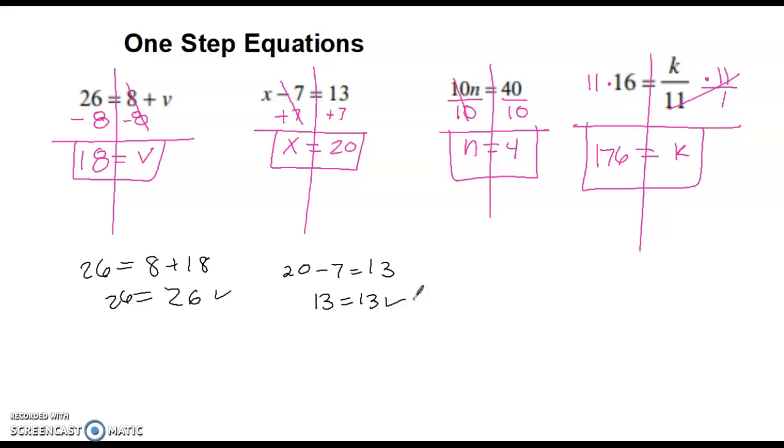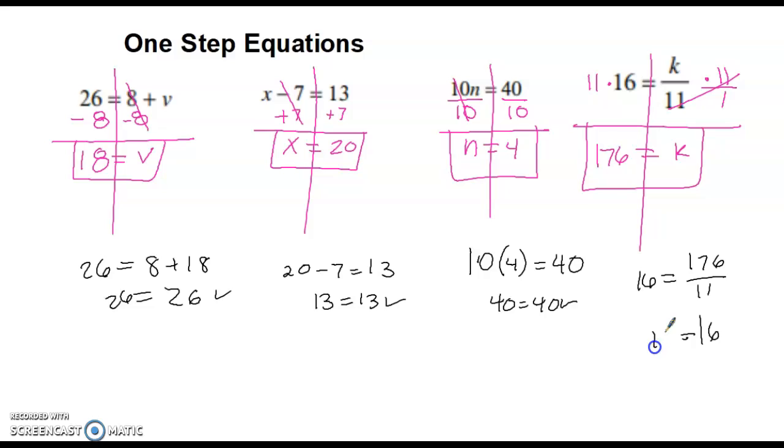We're good. Over here, 10 times your variable, which is 4. So 10 times 4 gives me 40. Well, 40 does, in fact, equal 40. Over here, 16 is equal to k, 176 divided by 11. Uh-oh, I've got to do that on the calculator. 176 divided by 11. I'm going to guess that's going to be 16. Yep, it is 16. So that checks out, right?